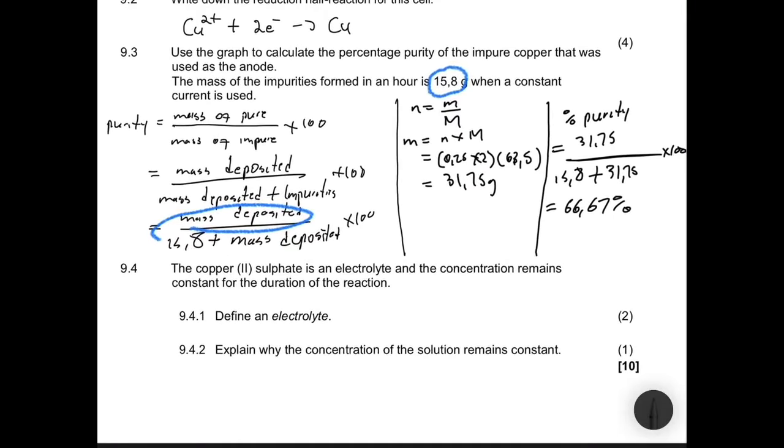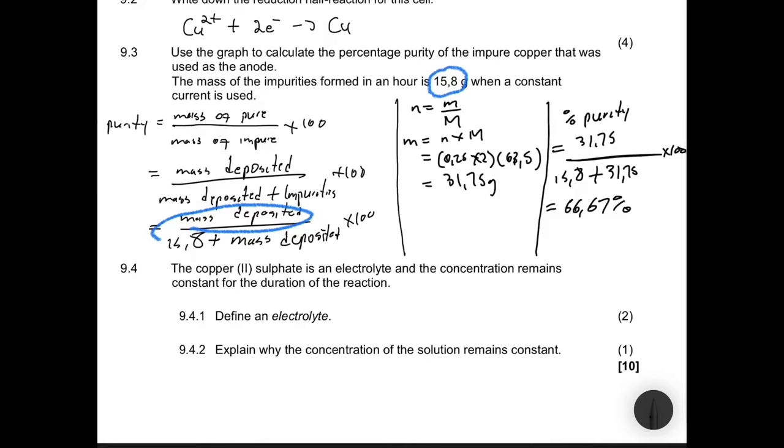Now let's move forward to 9.4. 9.4 says the copper sulfate is an electrolyte and the concentration remains constant for the duration of the reaction. 9.4.1: define an electrolyte. An electrolyte is a solution that conducts electricity through the movement of ions.